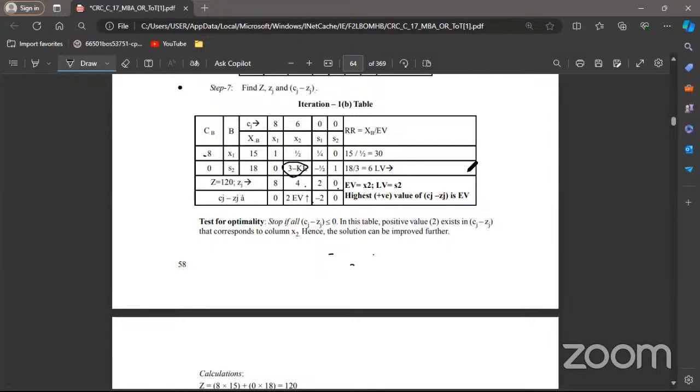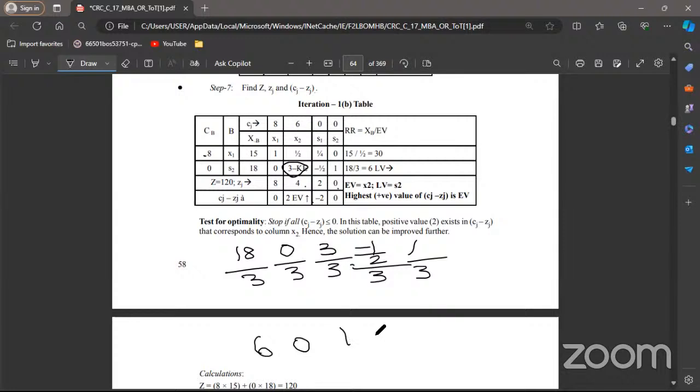S2 row, isn't it? Shall we find out the new key row values? Write down old key row values. These are the old key row values. Old key row values divided with key element. So you will get the new key row values. What are the new key row values? 6, 0, 0.